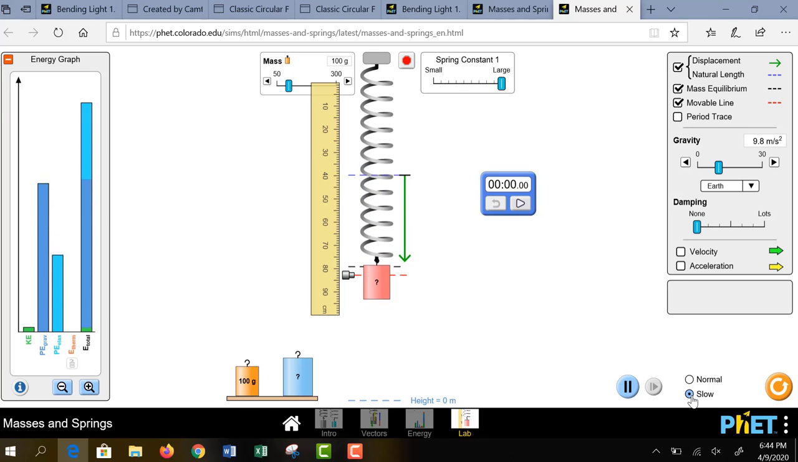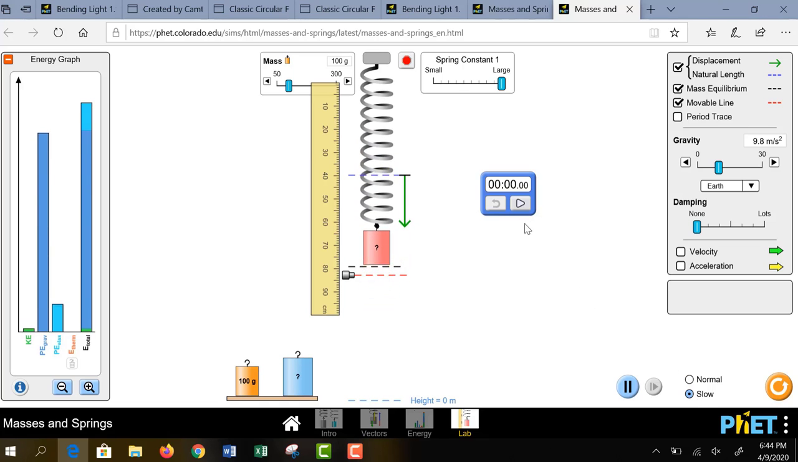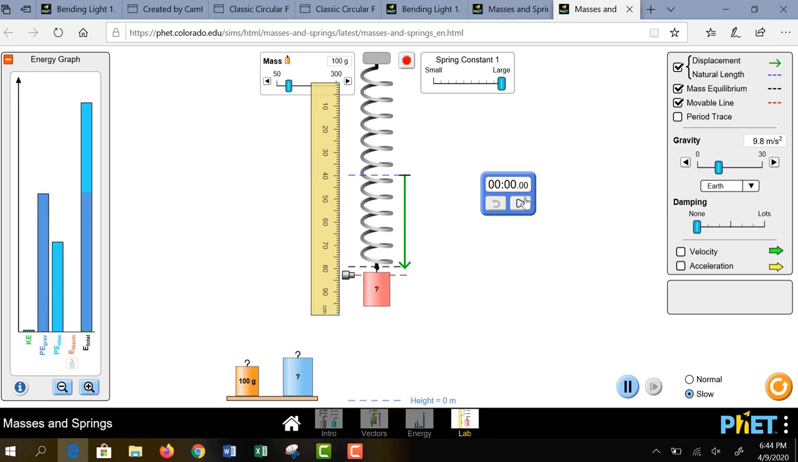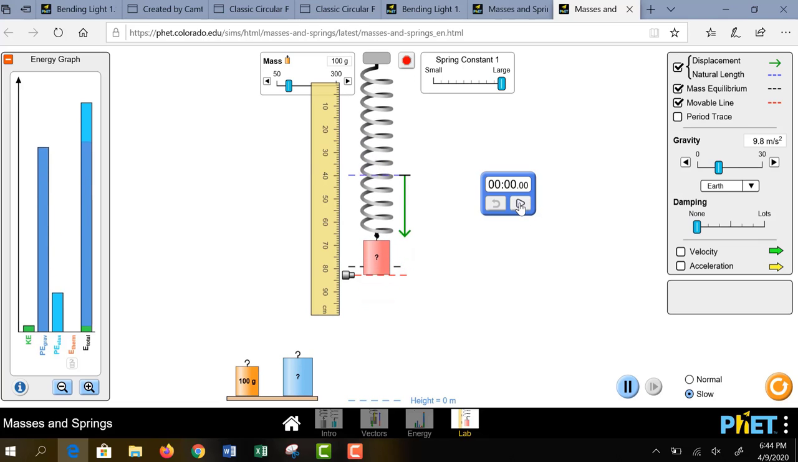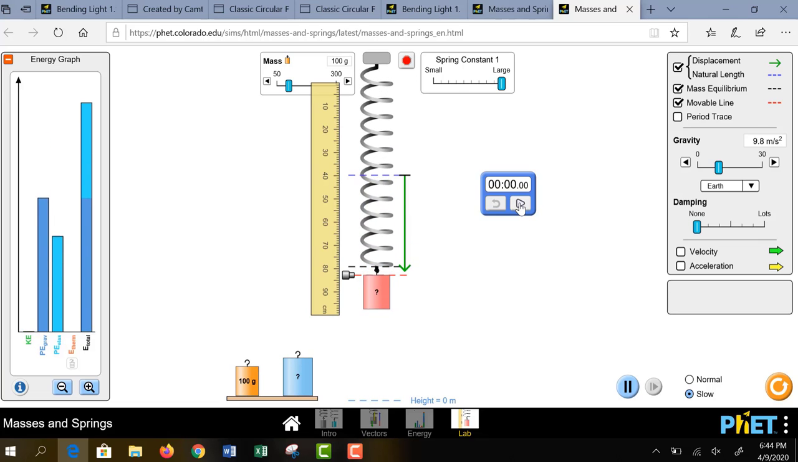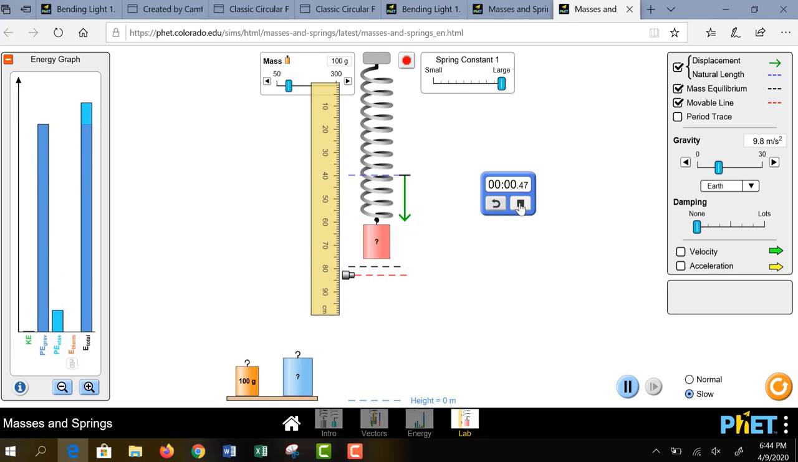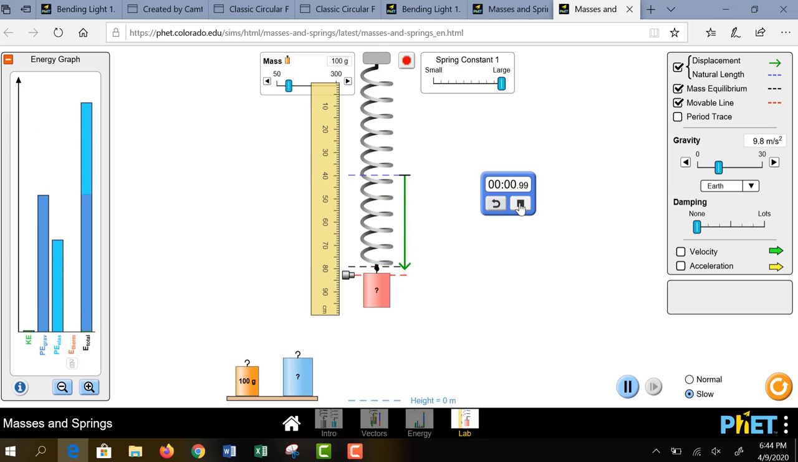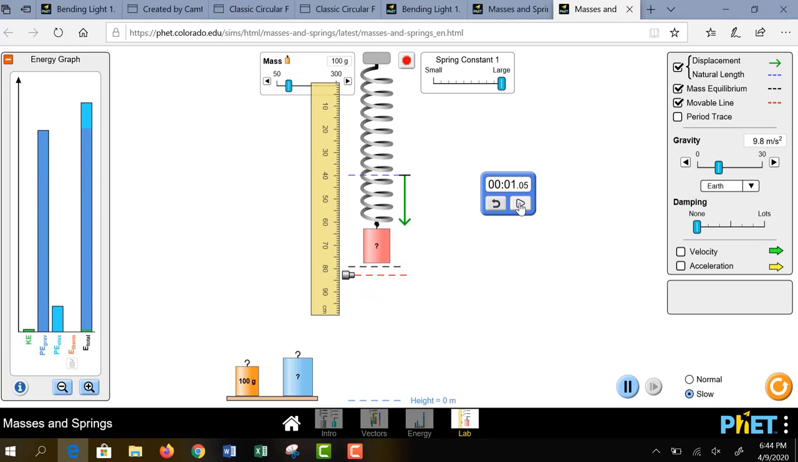And I can choose slow here. And pick a nice convenient spot. Looks like I'm going to wait till it comes back around again. Okay, so when it hits the very bottom spot, I'll hit go. It's going to come up, come back down, and then I'll stop the timer. 1.05 seconds. So that's the period.